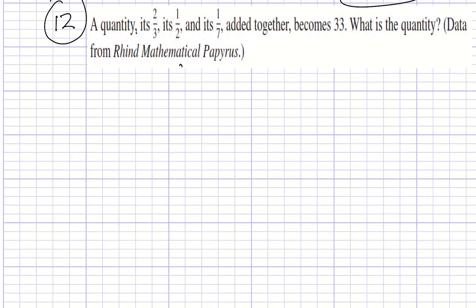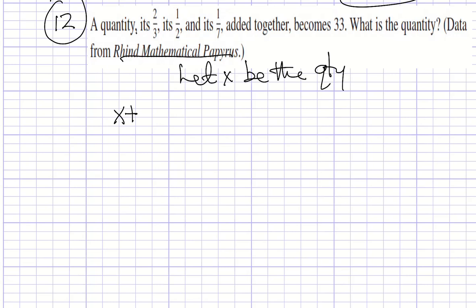What is the quantity? So let's say it came from a mathematical papyrus. Let x be the quantity, okay? Then you say the quantity. Let me take more space now, that way I don't mess up. So x plus 2x over 3 plus x over 2 plus x over 7 equals 33. That's what they're saying over there.